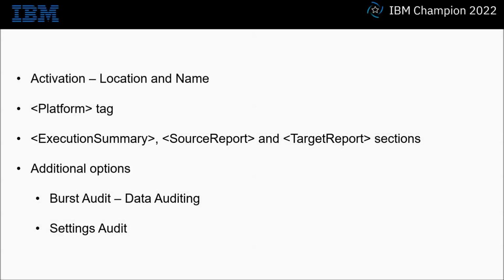In this educational video, we're going to go through the ITX audit. We'll start with activation and go through the location and name settings. We'll discuss briefly the platform tag and how that changes through the different execution environments. We'll then discuss the execution summary, source report and target report sections. Finally, we'll activate additional options such as burst audit and settings audit. And for burst audit, I'll describe briefly the data auditing capabilities.